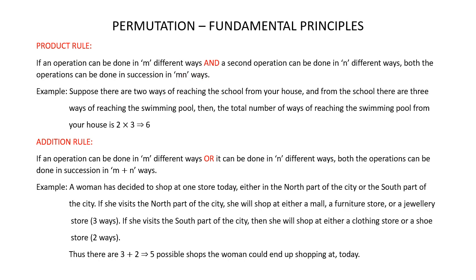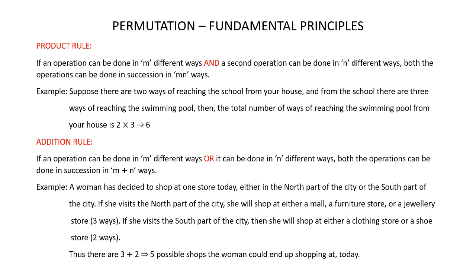Now let's understand this rule with the help of an example. Suppose there are two ways of reaching the school from your house, and from the school there are three ways of reaching the swimming pool. Then the total number of ways of reaching the swimming pool from your house is 2 multiplied by 3, which is 6. Hope you have understood this.